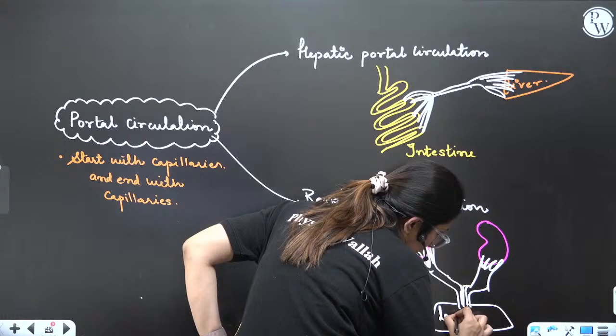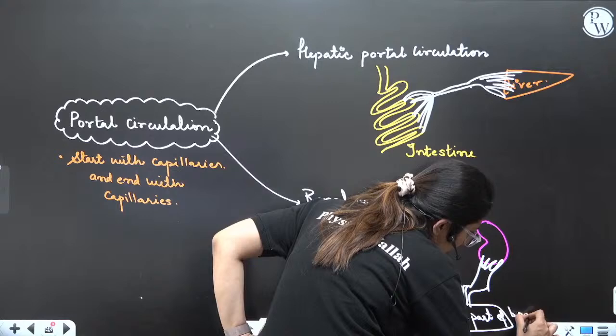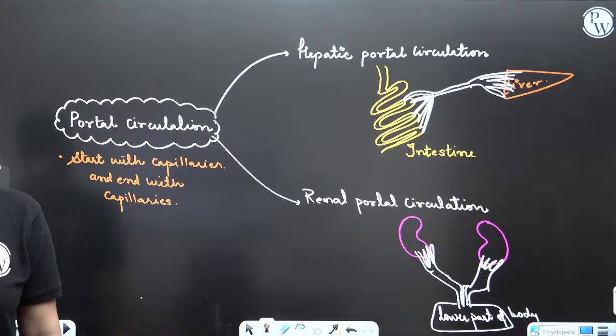Lower part of the body. So capillaries arise from the kidneys, then join together and ultimately go to the lower part of the body. This is the renal portal circulation. These are the two types of circulation which exist.